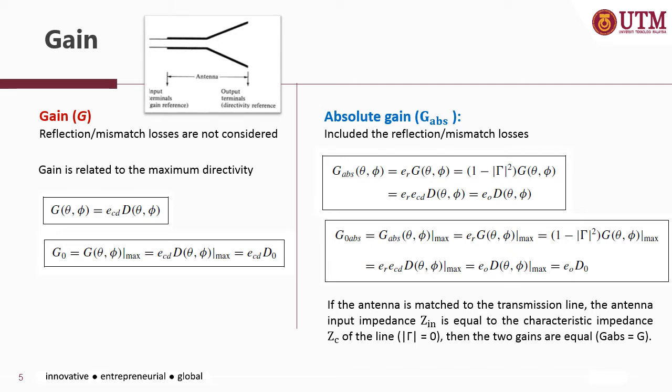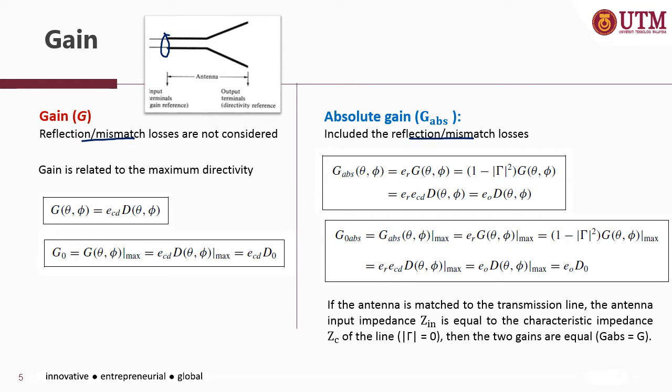Okay, in this course we are going to discuss two types of gain. The first is the gain in which the reflection or mismatch loss is not considered, so mismatch loss between the transmission line and the antenna is not considered. And the other one is the absolute gain, in which the reflection and mismatch loss has been considered in the equation or in the calculation.